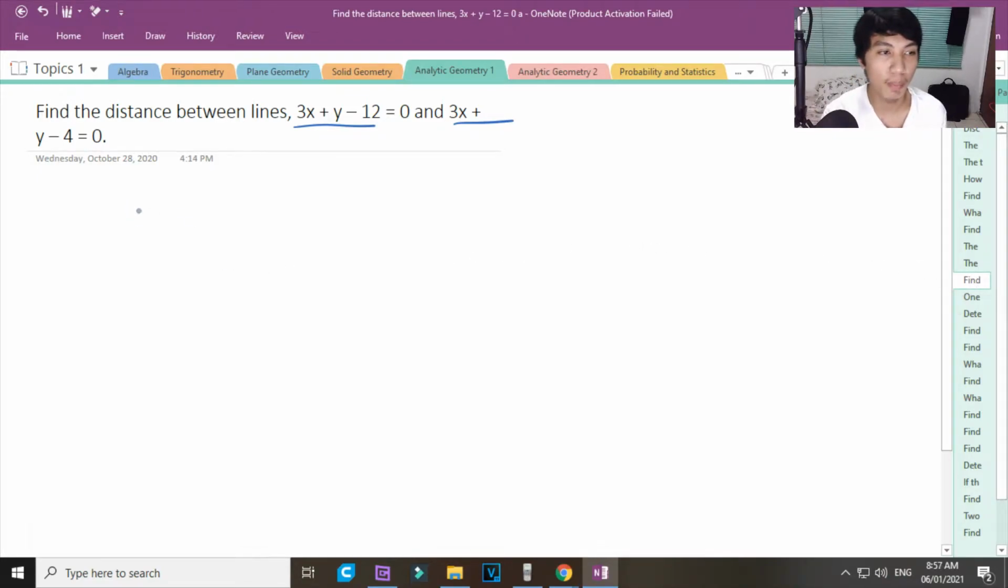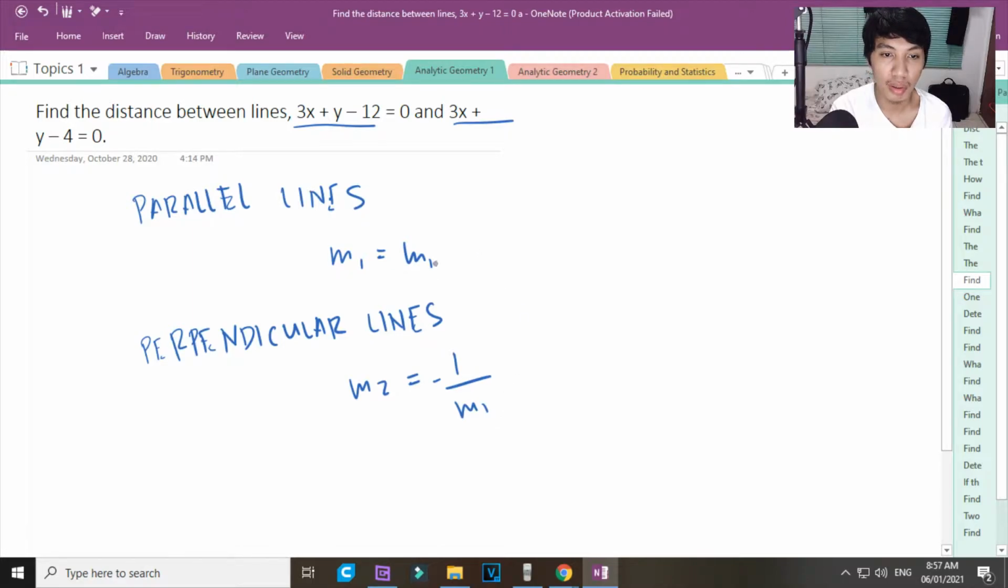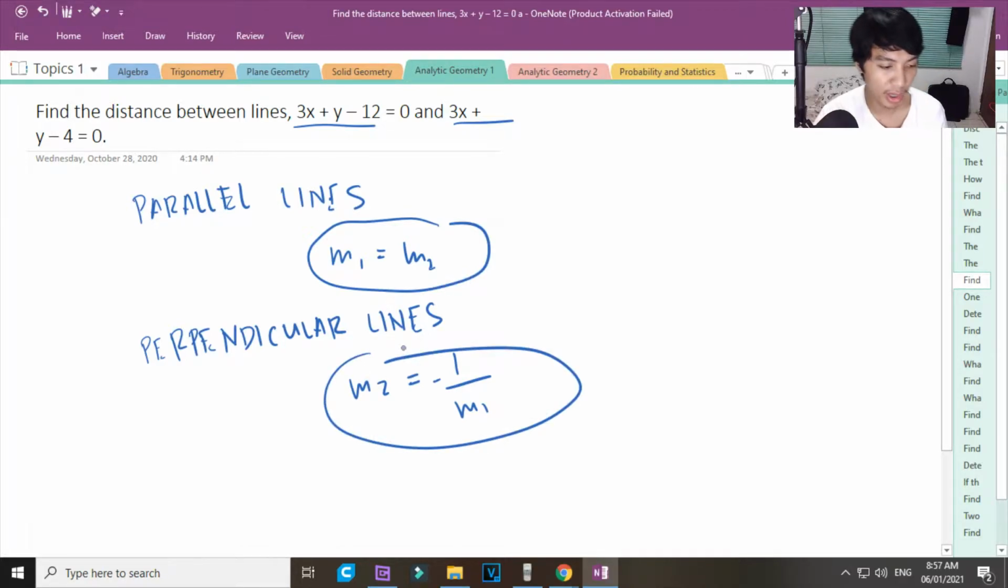Ito ang keynotes natin dito. Kapag parallel lines, tandaan nyo, pag parallel lines, ang kanilang slopes are equal. Okay? And then, kapag naman perpendicular lines, M2 is equal to negative reciprocal ni M1. Ito lang yung keynotes nila. Okay? Para may check mo.